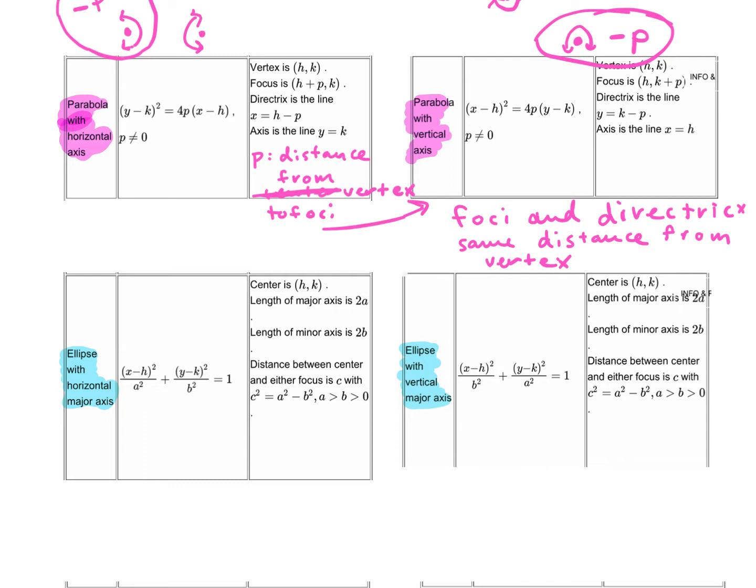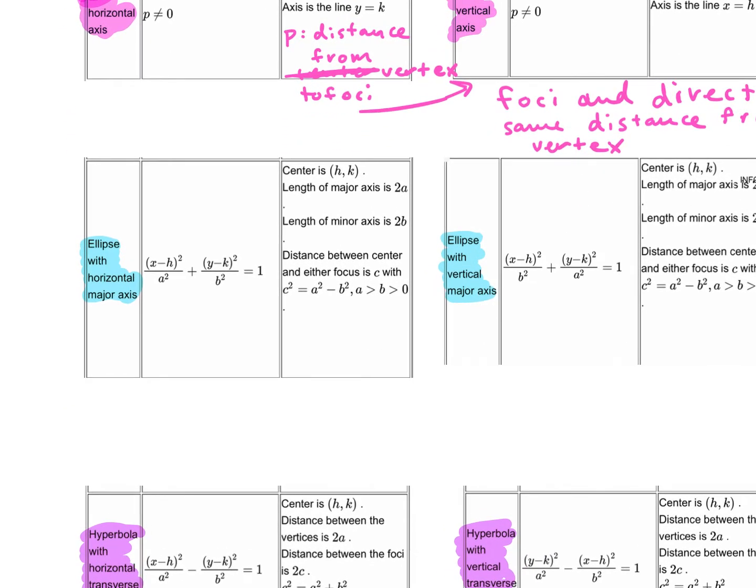Alright, next let's take a look at ellipses. So with a horizontal major axis, your ellipse is going to be like an oval this way. With a vertical major axis, your ellipse is going to be this way. If your A is under the X, it's horizontal. If your A is under the Y, it's vertical. And the A is always bigger than the B.